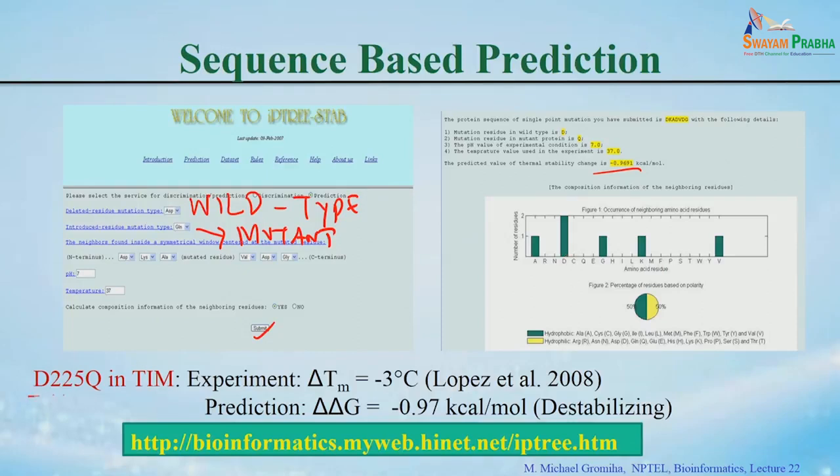So one example I give, T225UQ, right, here the experimental TM is 33 degrees and our prediction is also -0.97, both are destabilizing, but here we know only the TM values, but that is anyway two to three times higher than the delta G values. So you can use the server also if the structure is not available, right, you can use the server for predicting the stability upon mutations.